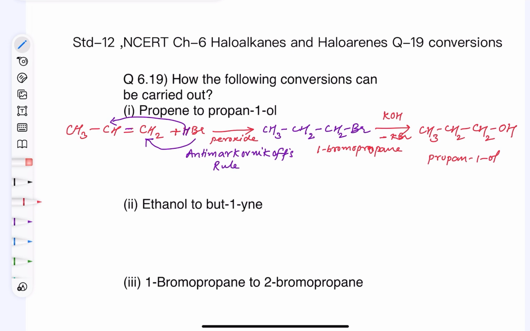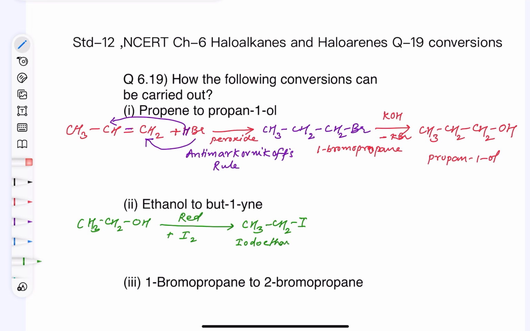Now let us take the second conversion, that is ethanol to but-1-yne. Fine. Let us take ethanol. You are having ethanol as CH3 CH2 OH. This is your ethanol. When we react ethanol in the presence of red phosphorus with I2, you will see that I will be replacing OH, so you will get CH3 CH2I, that is iodoethane.